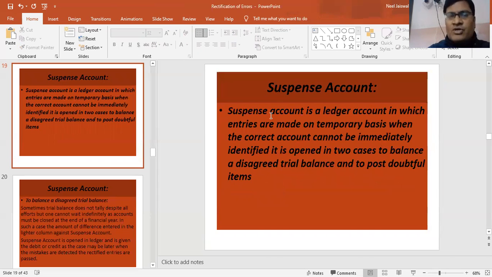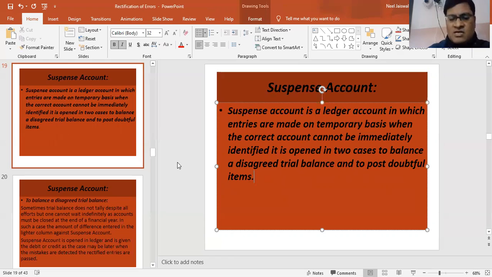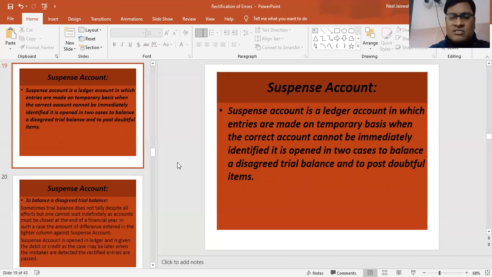I've already told you the use of suspense account: because of one-sided effect, we have to use the suspense account, as it is written over here. Suspense account is a ledger account in which entries are made on a temporary basis when the correct account cannot be immediately identified. It is opened in two cases: to balance a disagreed trial balance and to post doubtful items. When we are preparing the trial balance and it is not matching, and we have to prepare our final accounts, whichever side is more or less, we will write suspense account and write the amount in the trial balance.